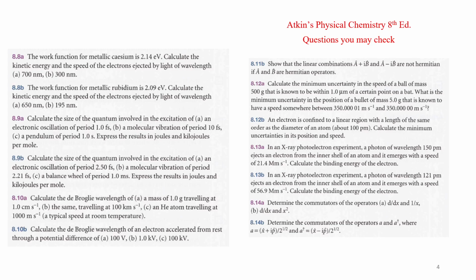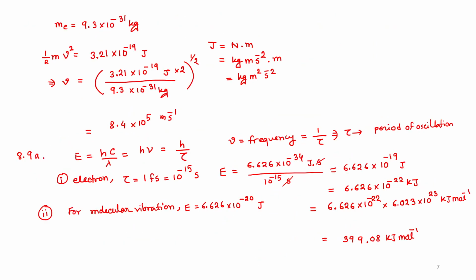How do we know what the uncertainty in position is? Because that is not written. It is given that the position is known to be within 1 micrometer of a certain point of a band. So 1 micrometer is our uncertainty in position. Let us calculate what the uncertainty in speed is.